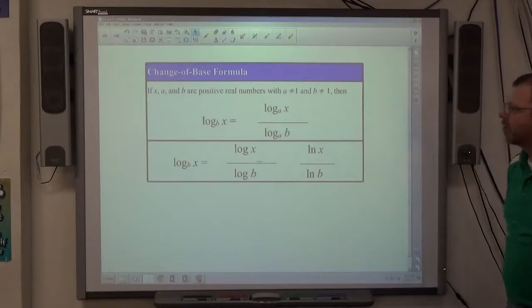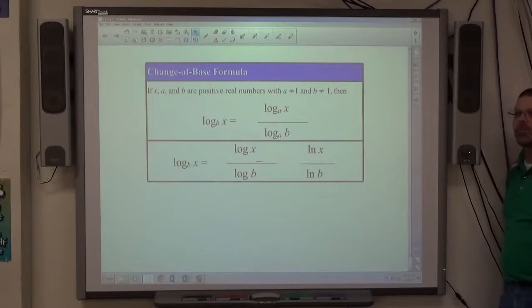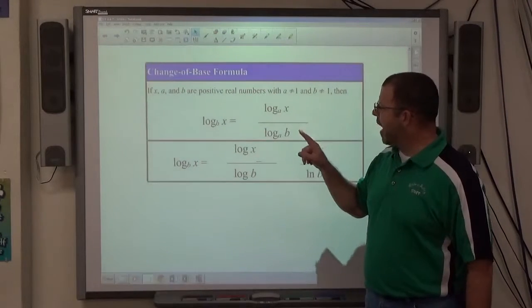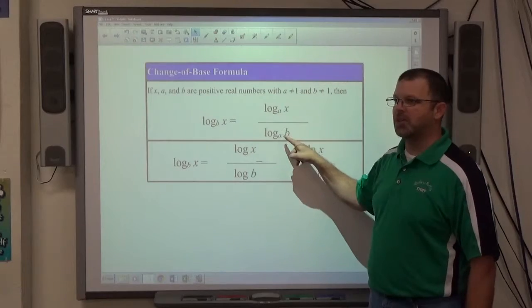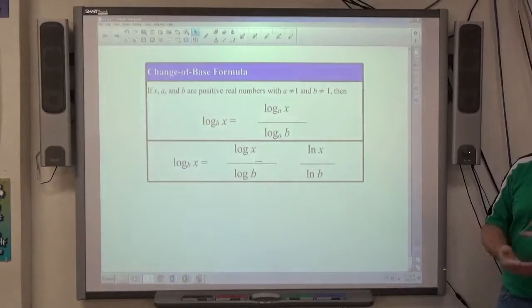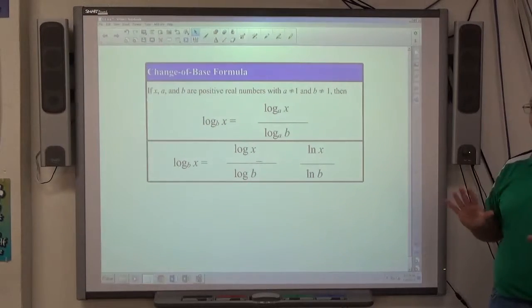What I have on the board here is called the change of base formula. And what this is telling me is if I have log of x base anything, base 2, base 5, base 17, base 2.34, whatever, I have the capacity to change to any base I want to change it to. And the two bases I'd want to change to are either ln or log, because that's what my calculator knows. Okay, so I'm allowed to do this.